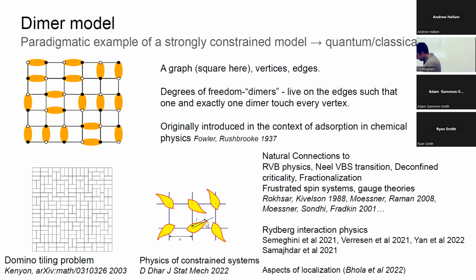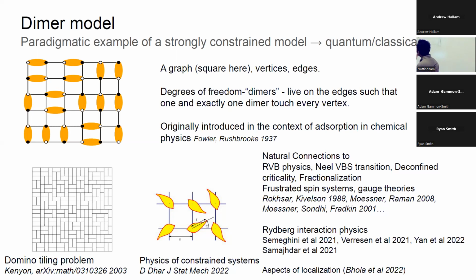The dimer model is a good example of a strongly, locally constrained model. The model can be quantum or classical. Let me first describe the configuration space of the dimer model in the classical system. It essentially consists of a graph. In the work that I describe here, I'll consider a square lattice. Dimers are degrees of freedom that live on the edges, such that there's a constraint that exactly one touches every vertex.